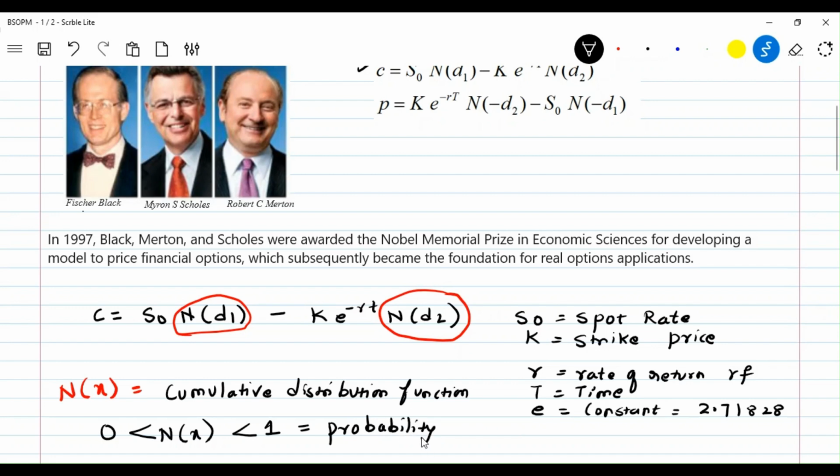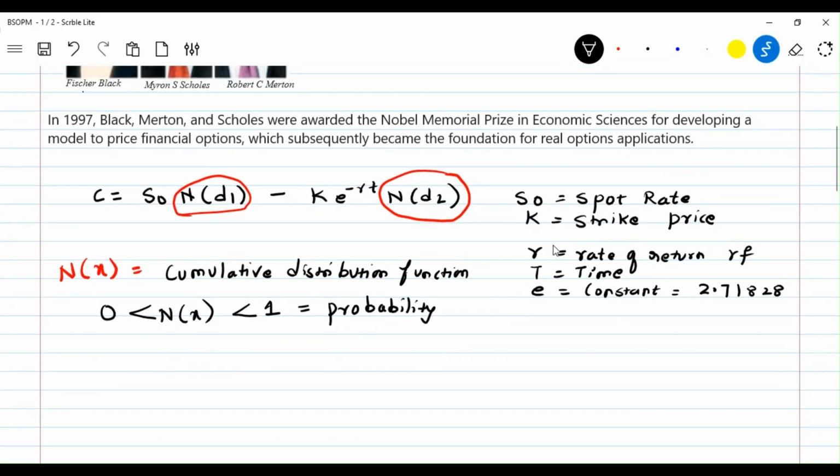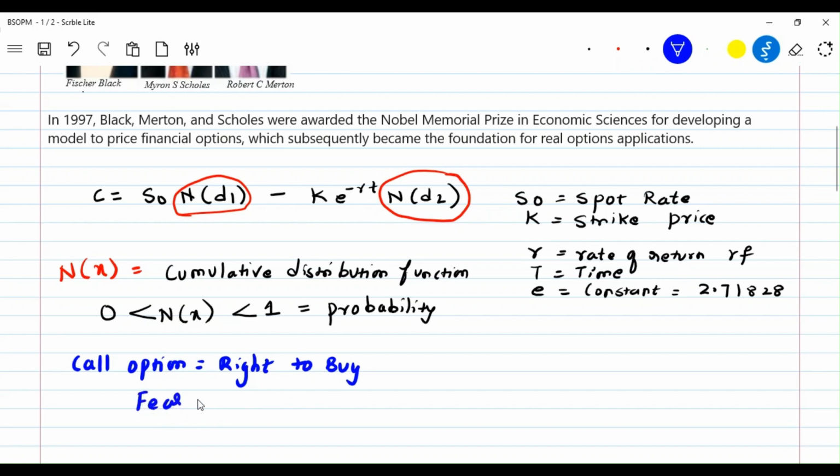Now the next question is, probability of what? If you remember the meaning of a call option, it's important to just refresh your memories in terms of a call option. What is a call option? A call option is basically a right to buy. So if it is a right to buy, I should also be knowing what is the fear of a buyer.